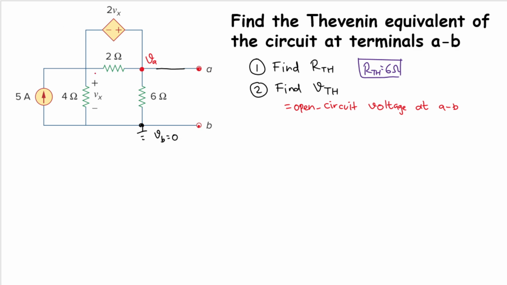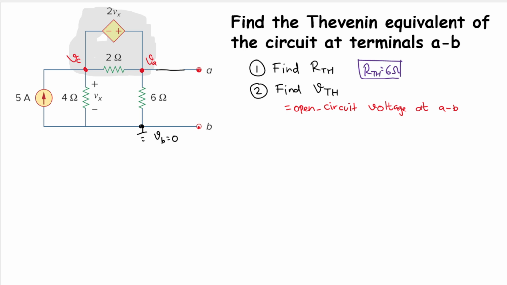Good. But then in this node here, we have, let's name this as VC, right? But then we have a dependent source here. So I think I will need to use a super node for this case. Let's do exactly that. Let's do this one here as a super node.